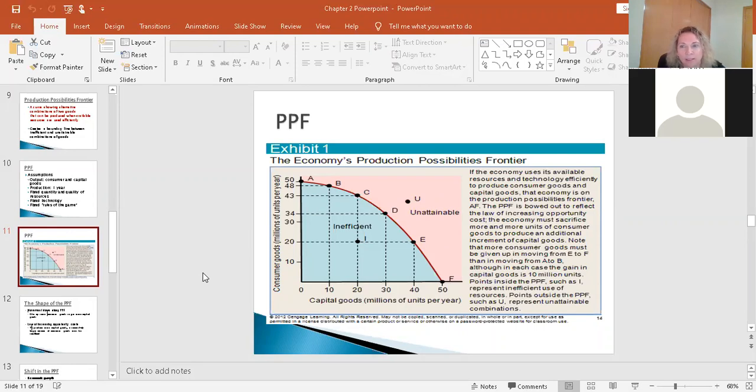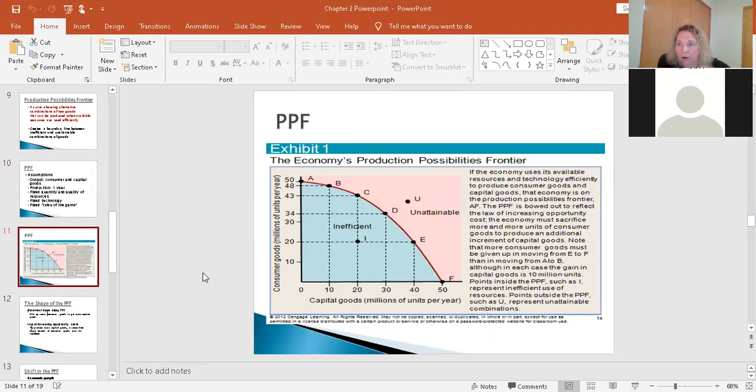Too early for math? It's gonna be 9, right? Yeah, it is too early for math, I'll agree. Then it goes to 9, and then it goes to 14. And then to gain those last 10 million units from E to F, or from 40 to 50, you have to give up 20 million units in order to gain that 10. That's the increasing opportunity cost.